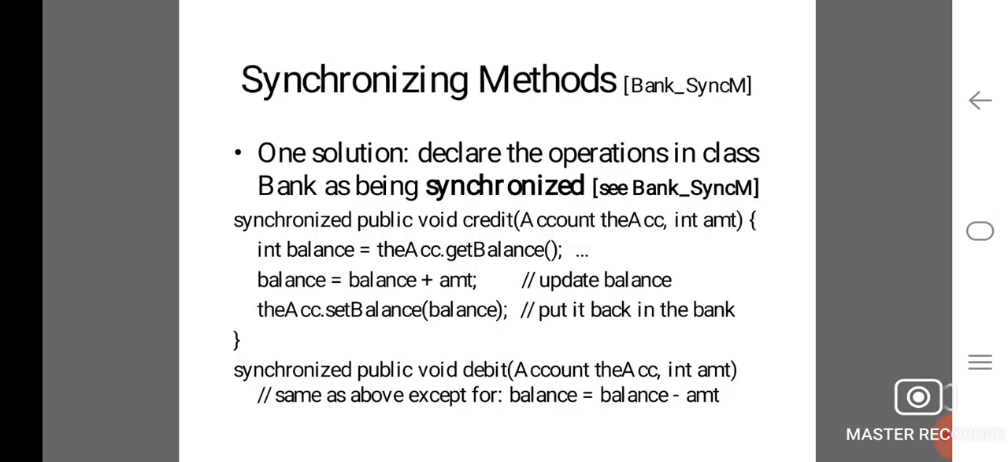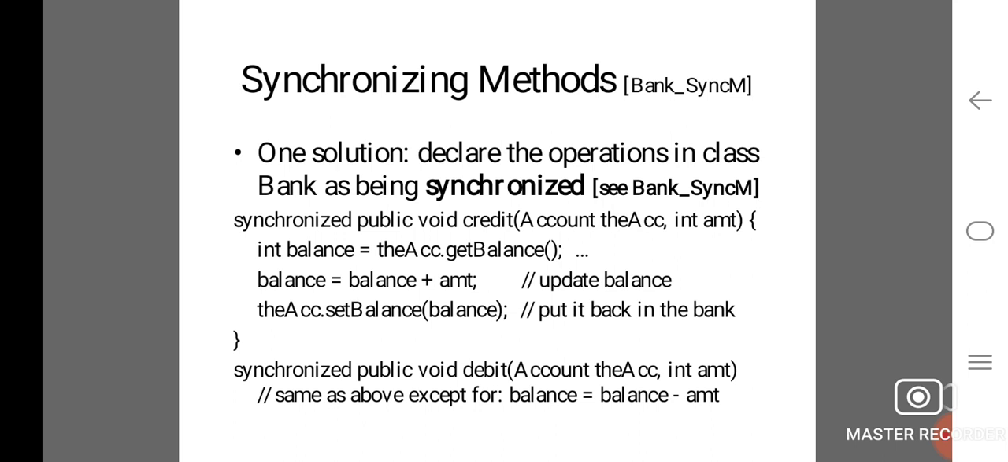Synchronization method. One solution is to declare the operation in the class Bank as being synchronized. Synchronized public void creditAccount(Account account, int amount): int balance = account.getBalance(); balance = balance + amount; update the balance with account.setBalance(balance), putting it back in the bank.